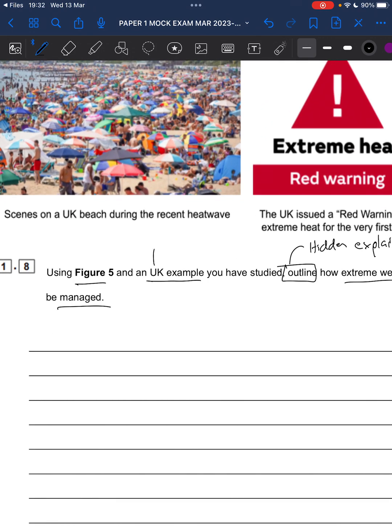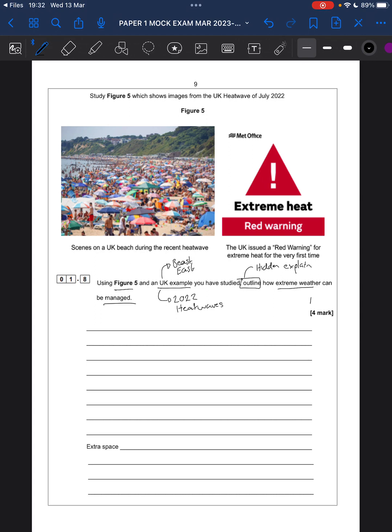A UK example, there's a few you could have for this. You could have Beast from the East. You could also be a Maverick, and you could go for the 2022 heat waves, the really warm ones, which I'm sure you'll remember. Could talk about that. It's a 4 marker, no formation, so it is EC, so it'll be EC times 2.